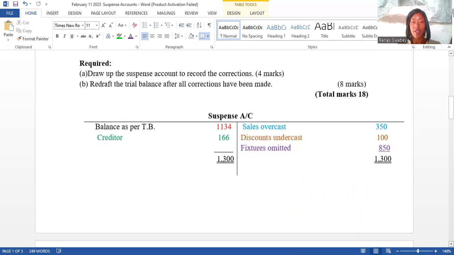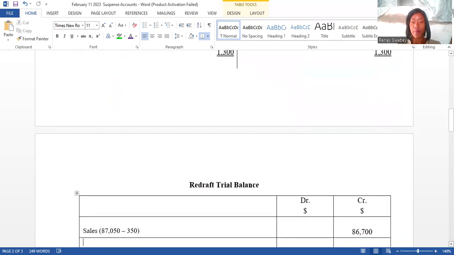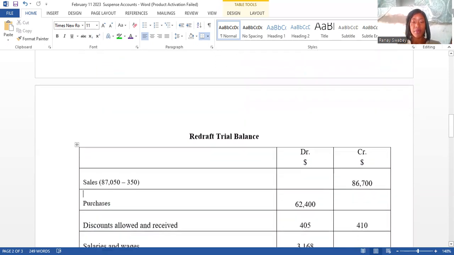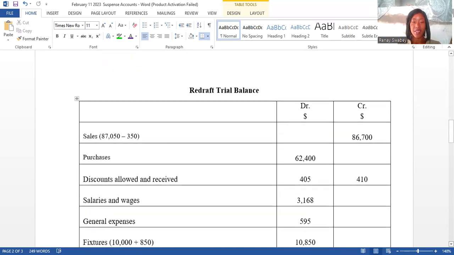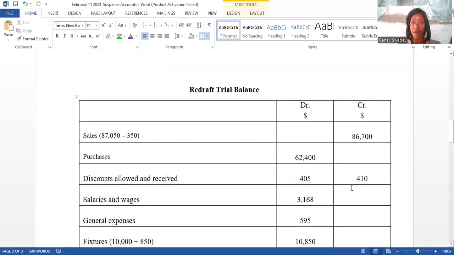Now we move on to the trial balance. We have to redraft the trial balance so that it balances, so that both the debit and credit sections or columns of the trial balance balance. All right, so let's go.